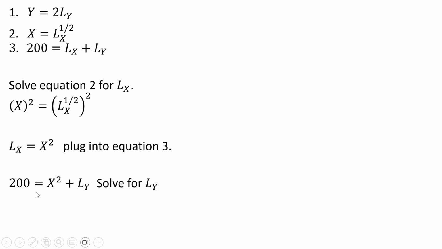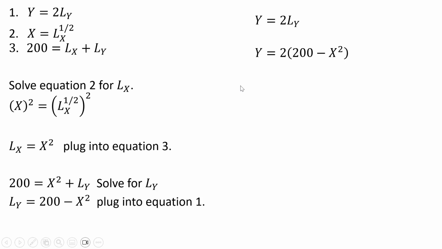Now let's solve this equation for L subscript Y. Doing that, we have this. And now we're going to plug this result into equation 1. Equation 1 on top here, where we have L subscript Y, we're going to replace it with 200 minus X squared. So making that substitution in for L subscript Y, and now simplifying. That is our production possibilities frontier.